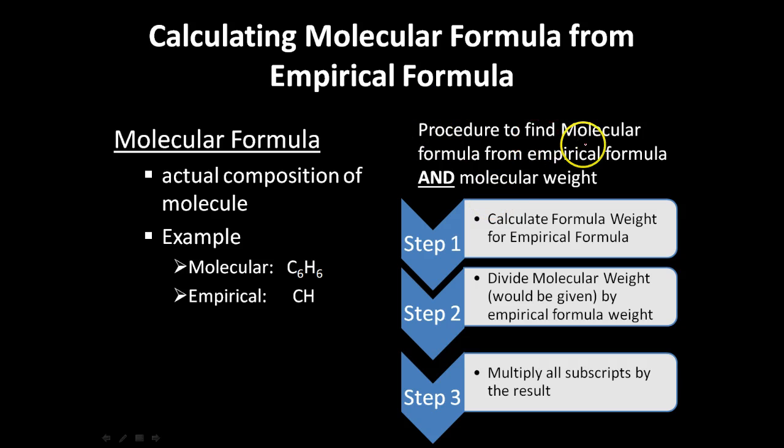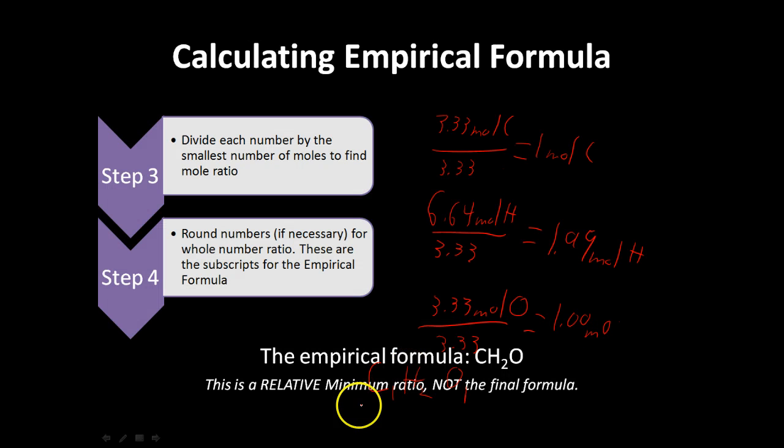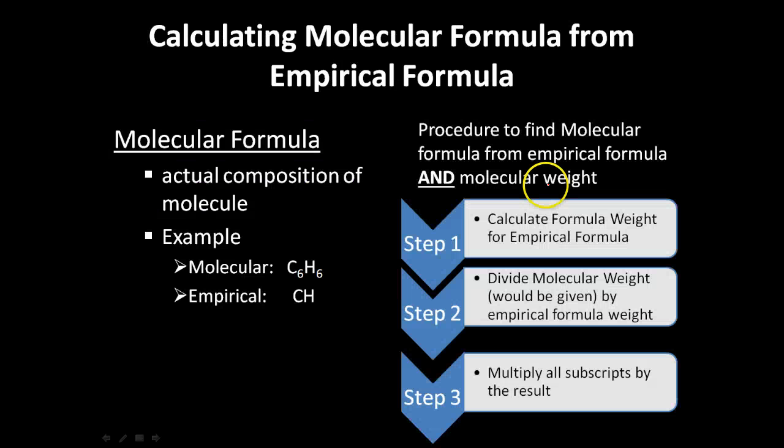To find the molecular formula from an empirical formula and a molecular weight, you calculate the formula weight for the empirical formula. That's what we just did for that last one. Let me go back. This would be the empirical formula we calculated. Then you divide the molecular weight by the empirical formula weight. So what would the empirical formula weight be? And then you multiply all subscripts by the result.